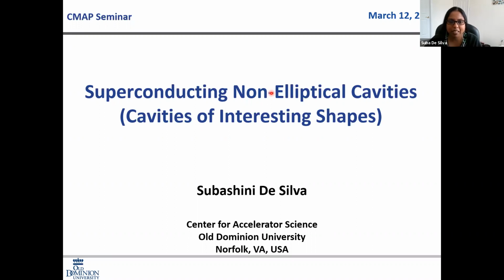So today I picked the topic to talk about non-elliptical cavities. I wish there had been an elliptical cavities seminar before, but I missed it. But we can probably do one later and connect it all together. So here, I'm going to show interesting cavity shapes. Most of you may have seen most of those cavity shapes in different particle accelerators throughout the world.